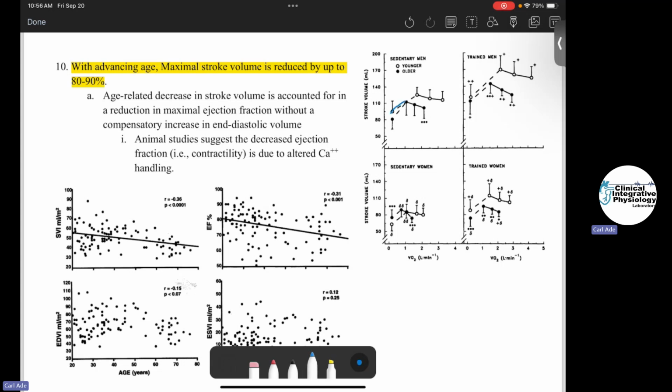So here's younger adults, trained and untrained, and the older adults are considerably lower. This age-related decrease in stroke volume is accounted for by a reduction in the maximal ejection fraction without an increase in end-diastolic volume. Basically this means the heart doesn't fill as well and it's not contracting as well.